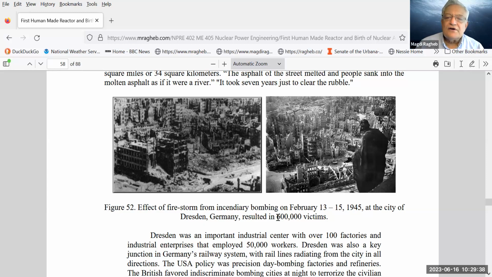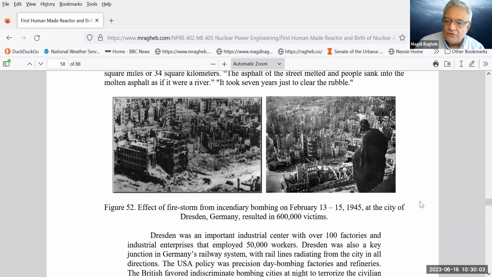When you cause a fire bombing using incendiary devices, you generate a firestorm. The heat of the explosion sucks the air up, and basically victims, even those who were in shelters underground, were suffocated to death. They had no air to breathe.